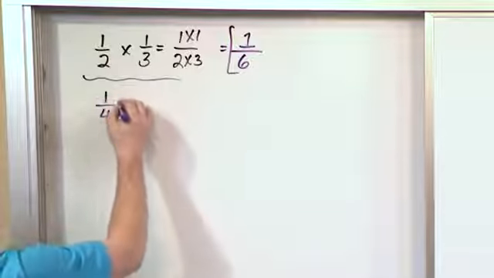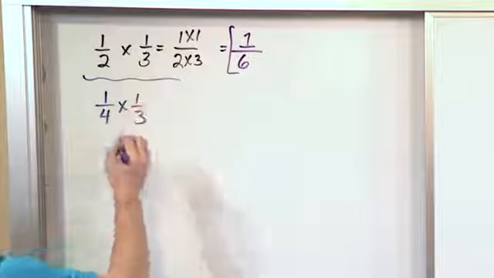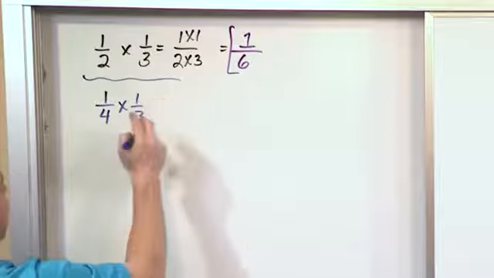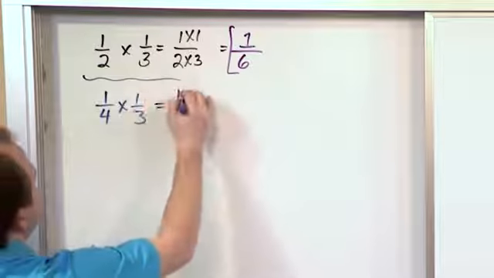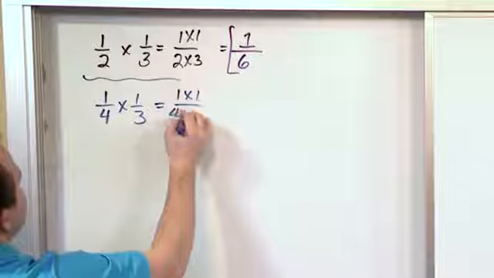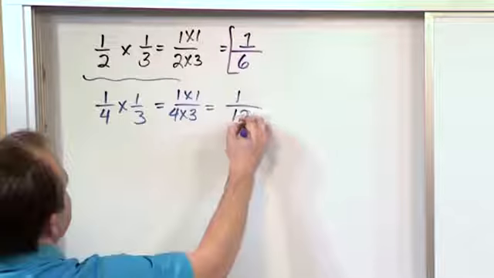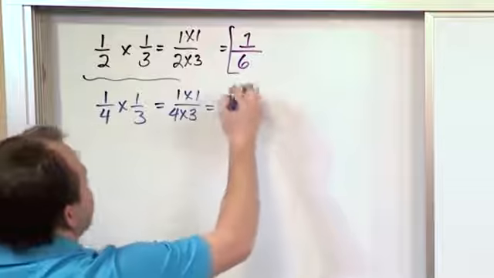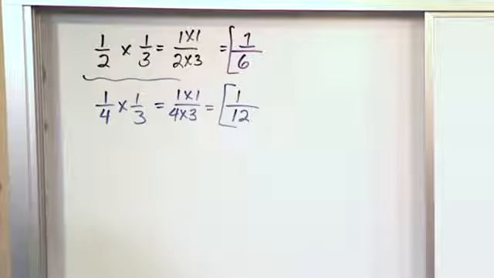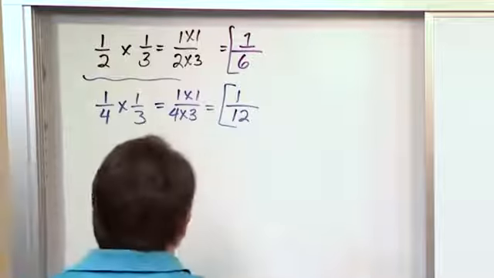If you have 1/4 and you multiply by 1/3, then you look at that, you do not need a common denominator here, you just multiply the tops and you multiply the bottoms. 1 times 1 is 1, 4 times 3 is 12. You check and see, can I divide top and bottom by something to simplify it? And I can't. So I just circle the answer.